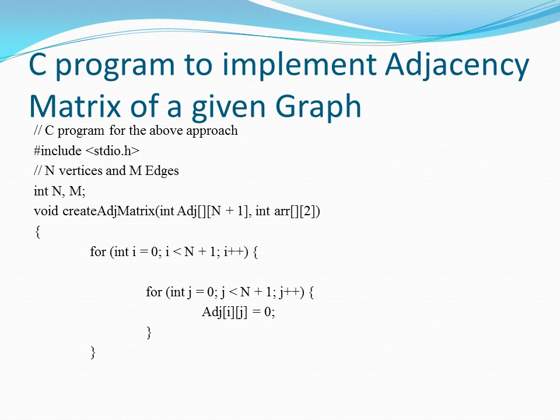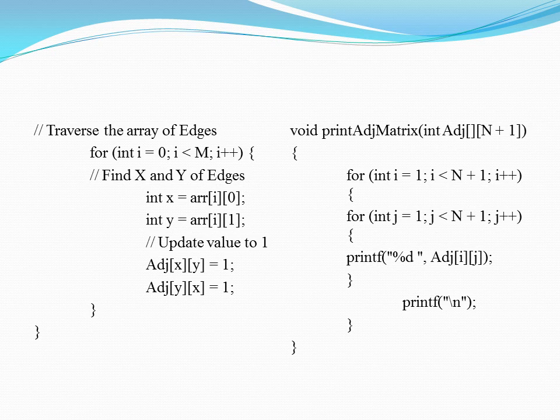Here we are using two for loops to set the adjacency array to 0. First we are initializing the adjacency matrix as 0. Next we are traversing the array of edges and setting the adjacency matrix values as 1.